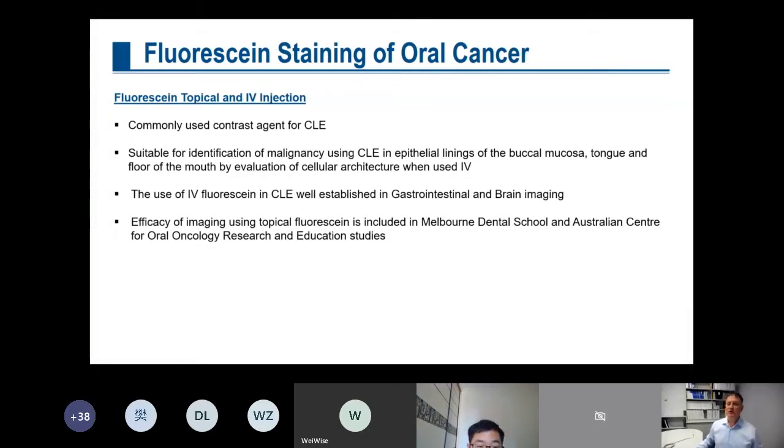In Australia, we are finalising plans for 2 studies to see if we can use topical fluorescein to identify tumours in the mouth, and 1 study to see if IV fluorescein can be used in resection surgery to identify tumour margins.